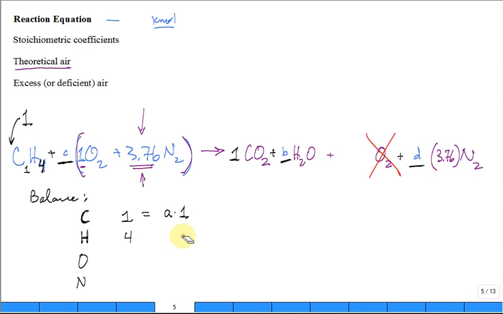There's nothing with air. And then I look over here, for every B kilomoles of H2O, how many hydrogens do I have? 2. So we can solve for B. And B is 2. Now let's solve for the oxygen. Gets a little trickier here.